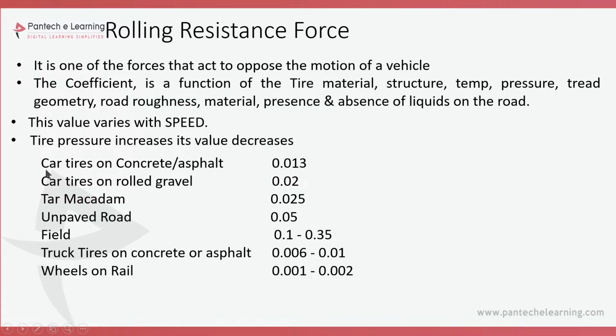When a car drives on a concrete or asphalt road, we can take 0.013. A car driving on rolled gravel, the value is 0.02. Unpaved road is 0.05. Driving in a field, 0.1 to 0.35, and you can take whatever value lies in between. For wheels on rail, a railway track, the value is 0.01 to 0.02. So you have to find it accordingly.